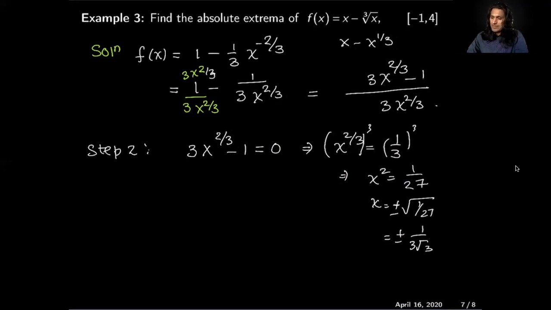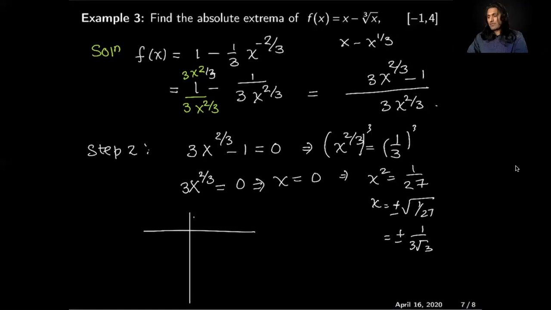And if I set the bottom equal to 0, this is 3x to the power 2/3, the denominator term, that gives me x is equal to 0. So I have critical values 0 and plus or minus 1 over 3 square root of 3. My interval is from -1 to 4. So I will take all the critical values which lie between -1 and 4.